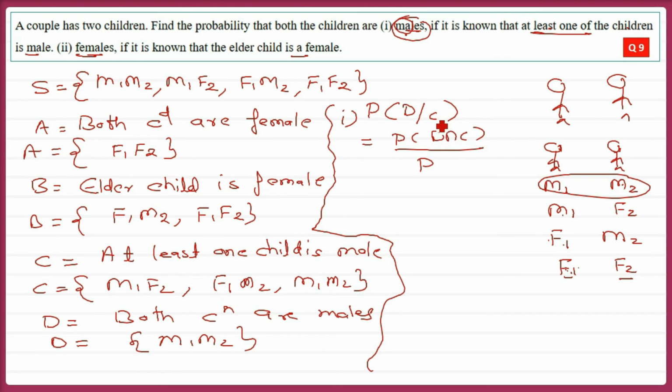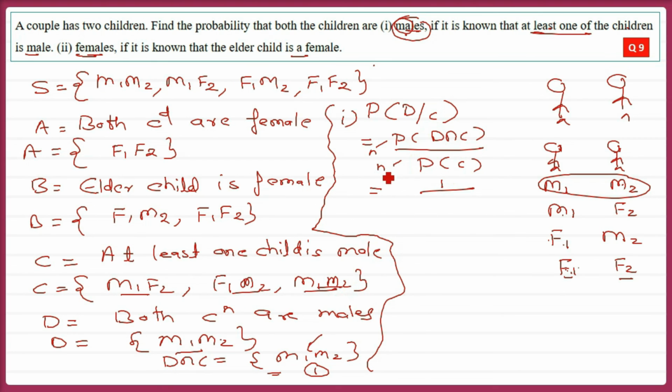This will be P(D intersection C) divided by P(C), and this probability is simply N, the number of elements. So D intersection C. What is common between D and C? Just see which one is common, which is the intersection. M1, M2 is the only element common in both these sets. What is the number of elements in D intersection C? M1, M2, that is 1. So eventually you have to write the number, so it will be 1. What is P(C)? The number of elements in C, which is 3 here: M1 F2, F1 M2, and M1 M2. So 1 by 3.